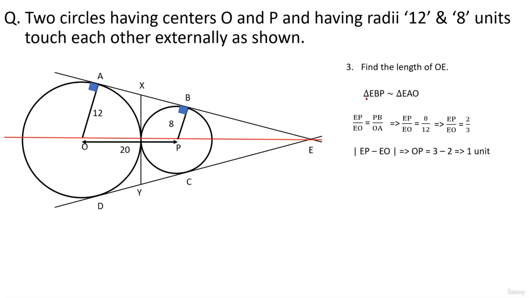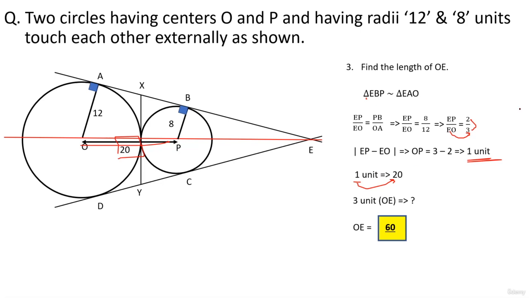But guys, what is the difference of EP and EO in this case? The difference in the ratio of 2 and 3 is 1 unit. But this 1 unit corresponds to 20 units, that is OP, the actual length given in the question, which we found to be 20 units. So if 1 unit corresponds to 20 units, and we need to find the length of OE, which is 3 units, then if 1 corresponds to 20, 3 corresponds to 60 units. That's the answer for this question.